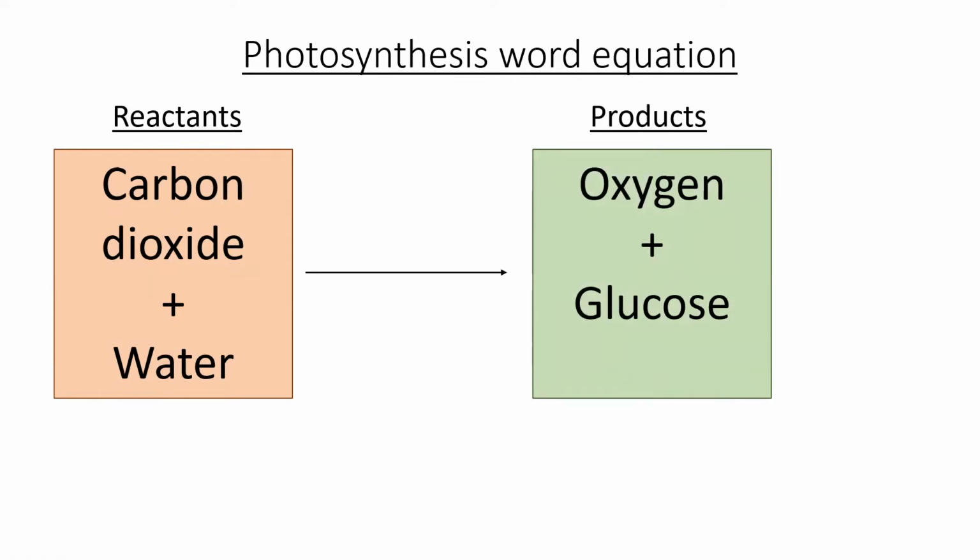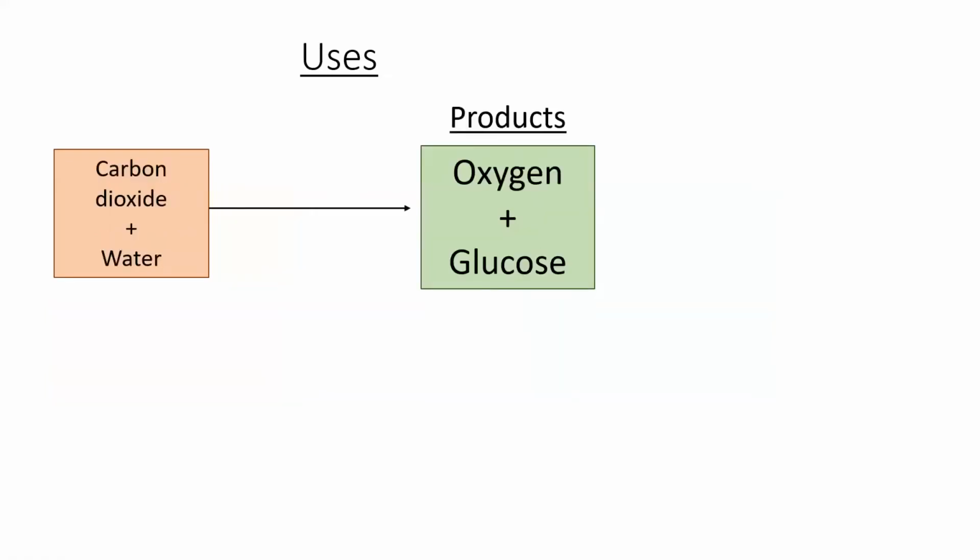So the word equation tells us that carbon dioxide from the air and water from the soil react together to produce oxygen and glucose. For this to happen, sunlight is required and chlorophyll in the chloroplast. Sunlight you will see above the arrow, and chlorophyll can be written below the arrow. The two products are extremely useful, and we're now going to break down the uses of oxygen and glucose.